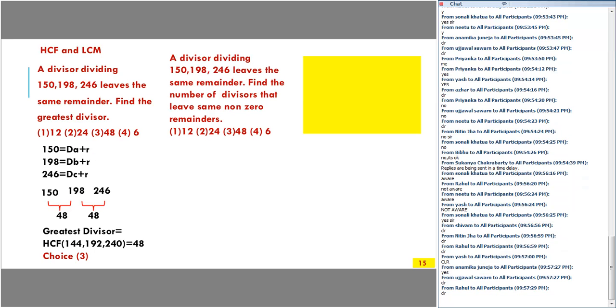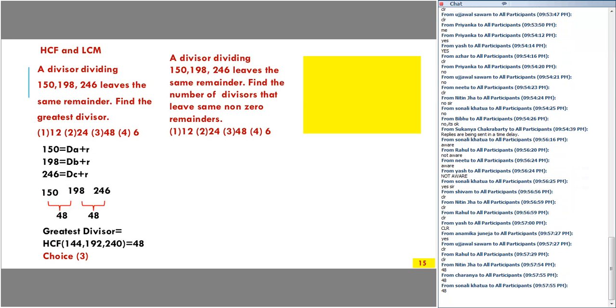Again, what's the greatest divisor here? What's the greatest divisor?